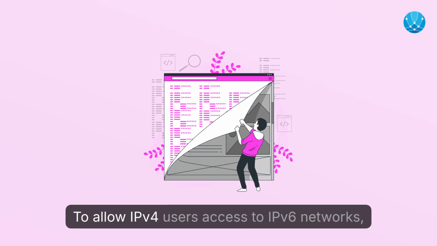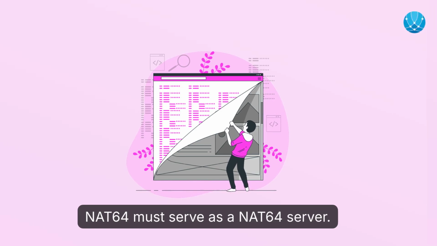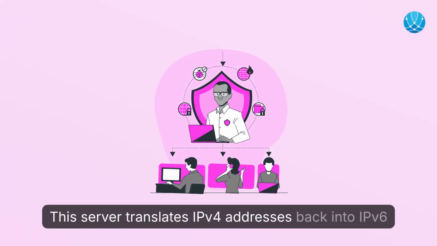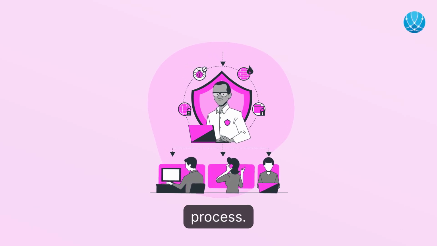To allow IPv4 users access to IPv6 networks, NAT64 must serve as a NAT64 server. This server translates IPv4 addresses back into IPv6 addresses, relying on DNS64 servers for the translation process.